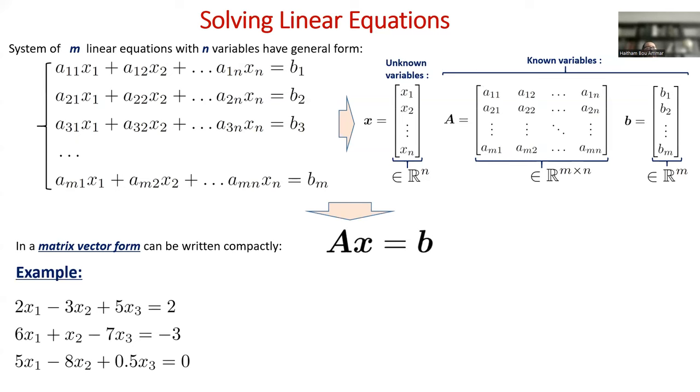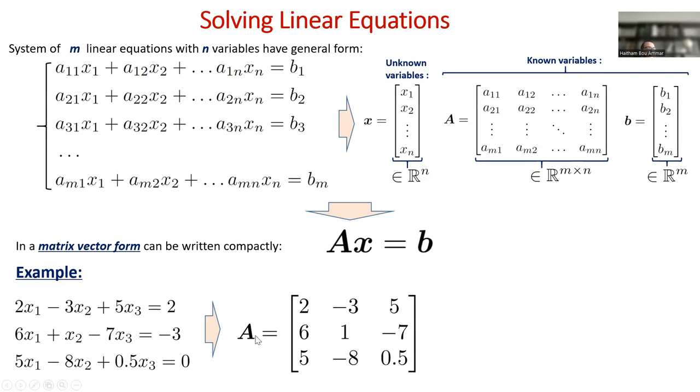Imagine I have a three-variable, three-unknown problem. So I have 2x1 minus 3x2 plus 5x3 equals 2, 6x1 plus x2 minus 7x3 equals minus 3, and 5x1 minus 8x2 plus 0.5x3 equals 0. So you have these linear equations: three equations with three unknowns.